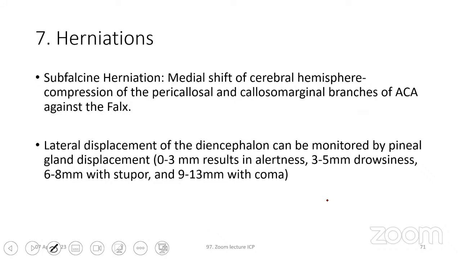Subfalcine herniation: the medial shift of cerebral hemispheres, compression of the pericallosal and callosomarginal branches of the anterior cerebral artery against the falx will lead to infarcts in the ACA territory. These are called secondary recruitment infarcts.